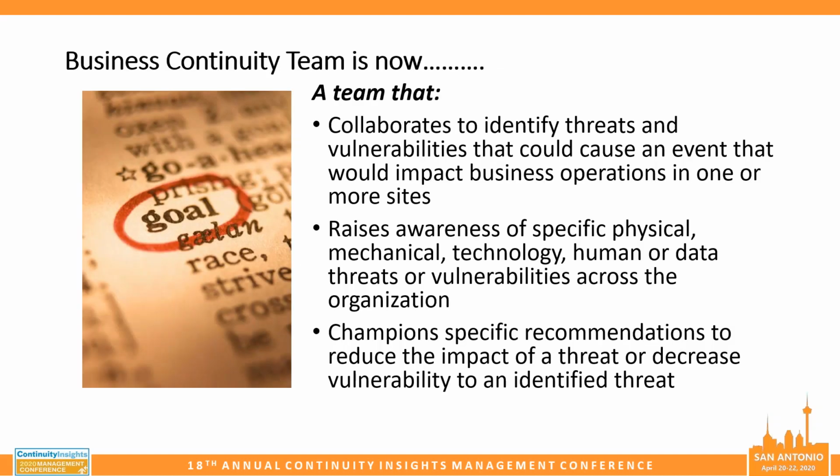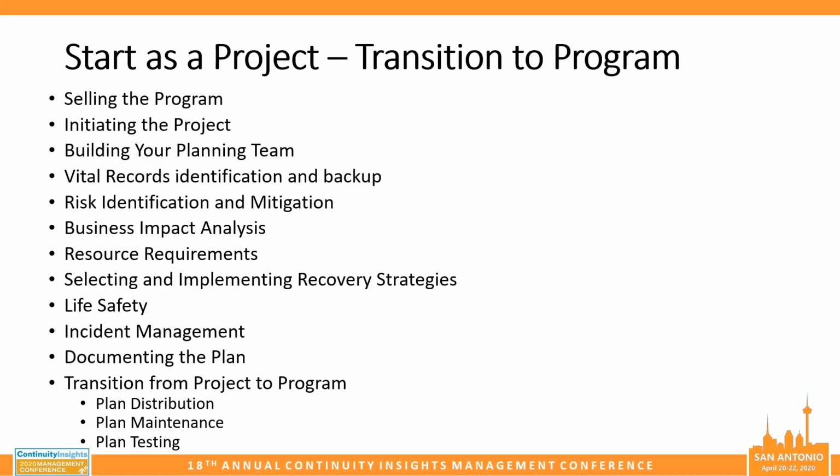So now we have a business continuity team that collaborates with the other risk management areas of Cambia to identify threats and vulnerabilities that could cause an event, to raise awareness of specific physical, mechanical, technical, human, or data threats or vulnerabilities across the organization, and we can champion specific recommendations to reduce the impact of that threat or decrease the vulnerability to that identified threat. That's what that data has given us the power to do. But we had to build the program first. We had to collect all that data first before we were able to take it and use it this way and bring that value to the company.